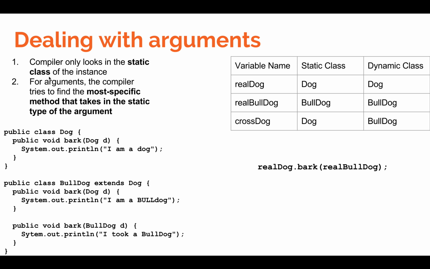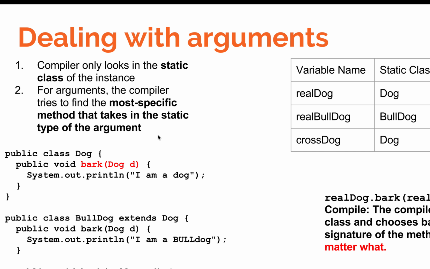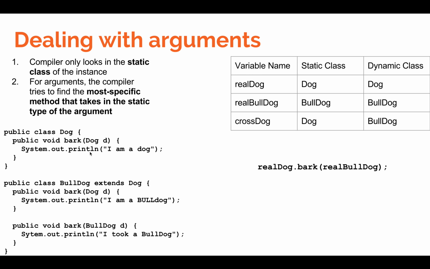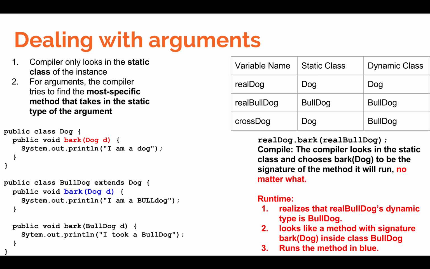So let me read this again. The most specific method that it can find, right? This was the most specific method that it could find, this one. So it finds it and it compiles. Except, here's the thing. The compiler chooses bark dog, so bark and something that takes in a dog, to be the signature of the method that it will run, no matter what. Okay? What's going to happen during runtime? I'm going to realize, hey, real dog is actually a dog.